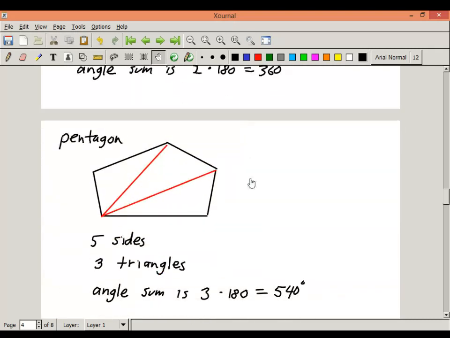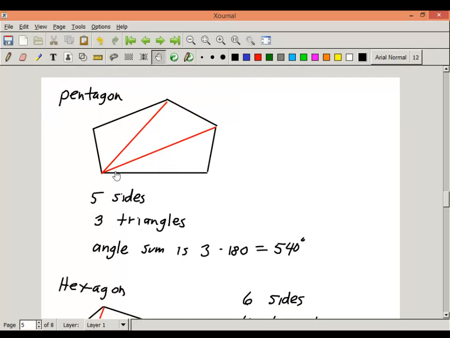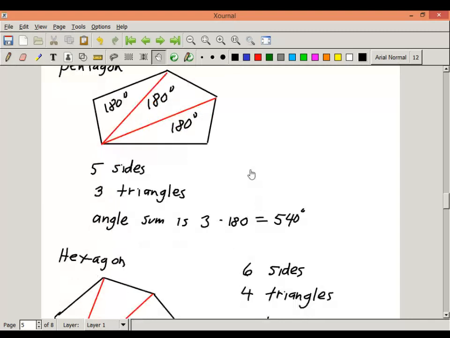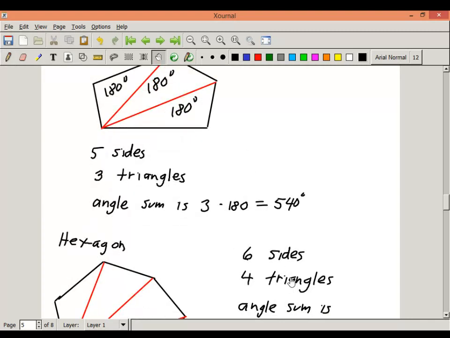A pentagon has 5 sides, as we mentioned. If I draw the diagonals from one point, this time I have 2 diagonals, and I've made 3 triangles. So each of those 3 triangles contains 180 degrees. And so if I want to find that interior angle sum, this time I'm going to take 3 times 180, which is 540. So 540 is what those 5 interior angles add up to inside the pentagon. Let's do one more and then we'll talk about the pattern.